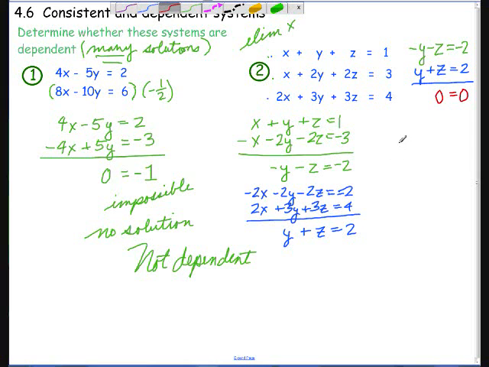Here's a great example of infinite solutions. Wow, I guess that qualifies, doesn't it? That is certainly many. So this is dependent.